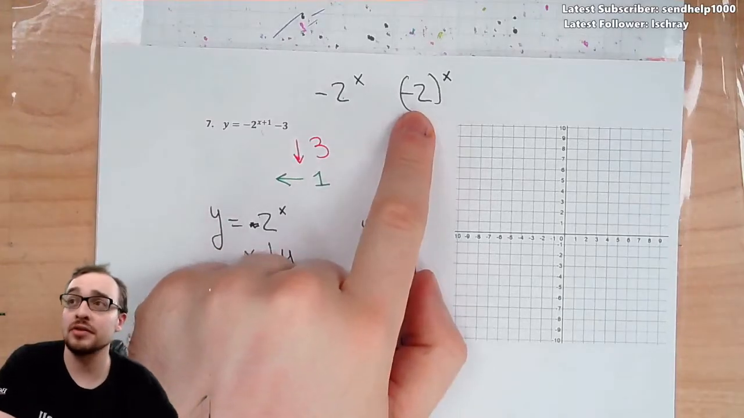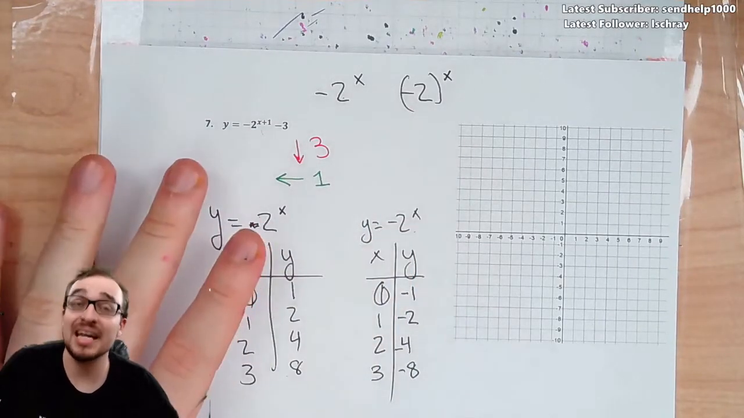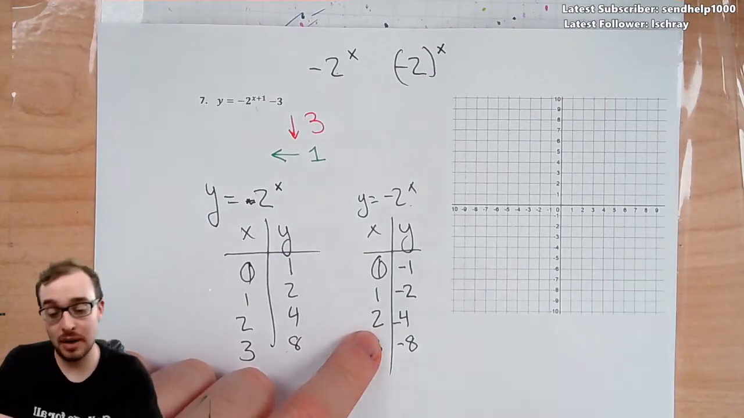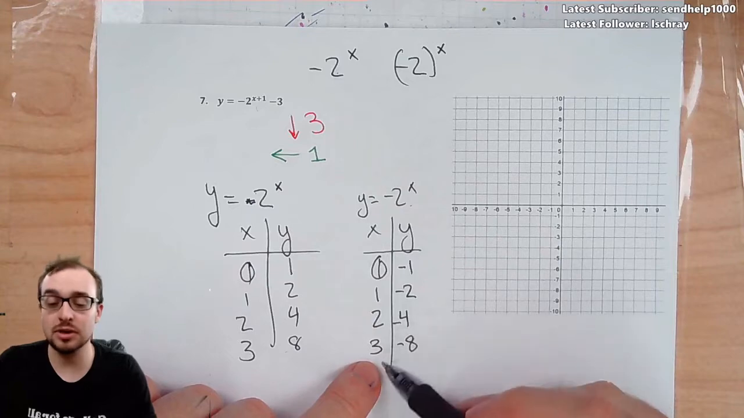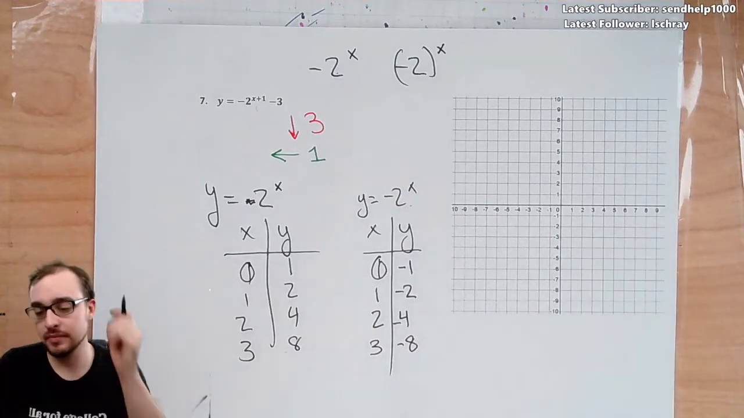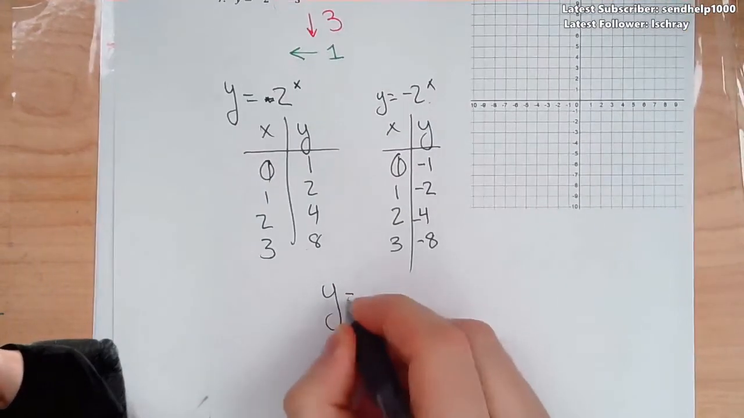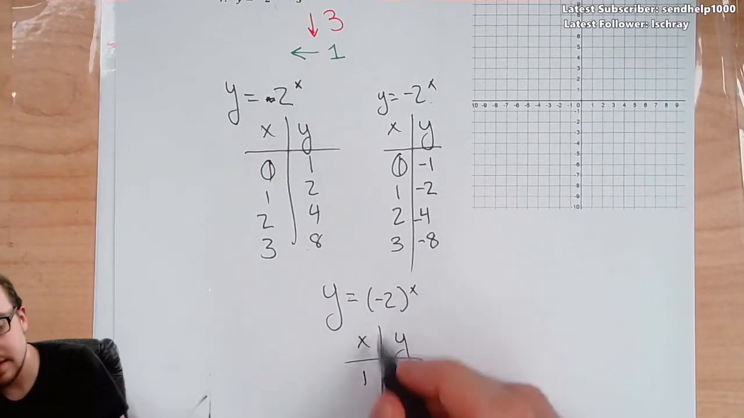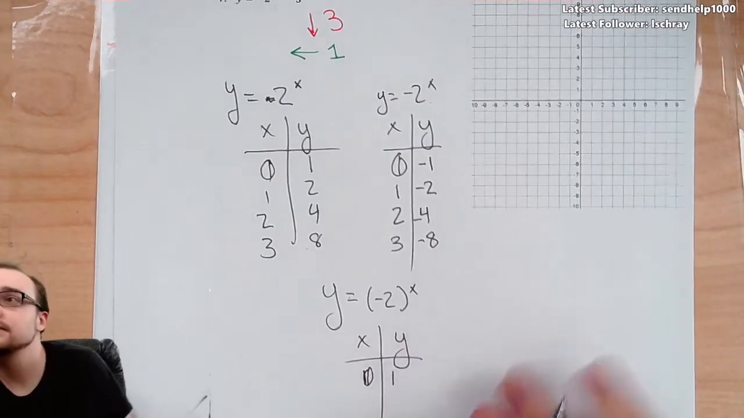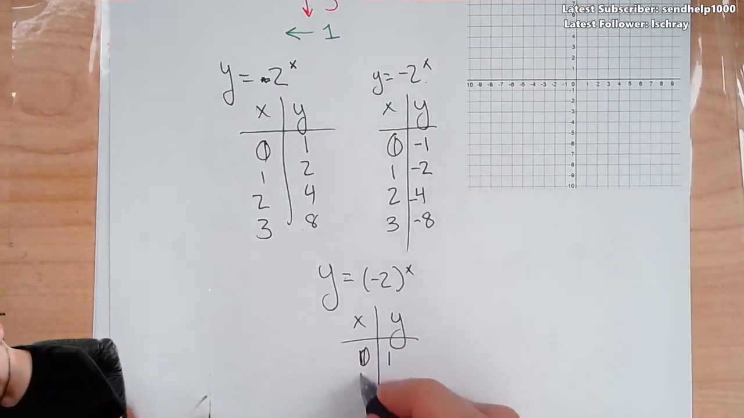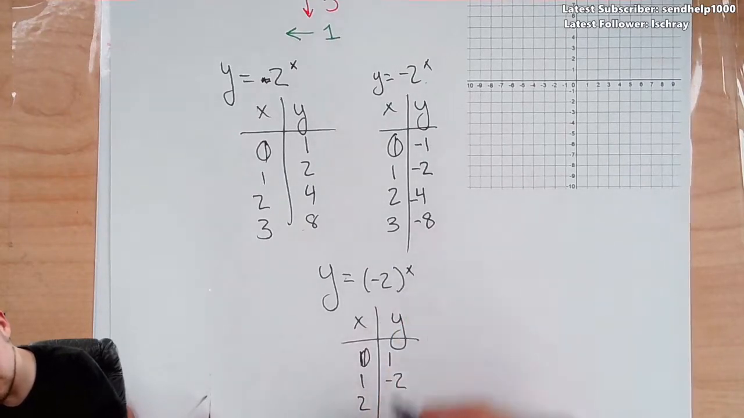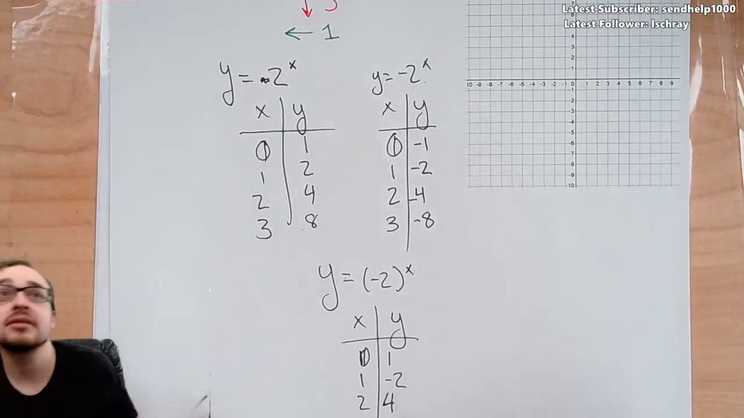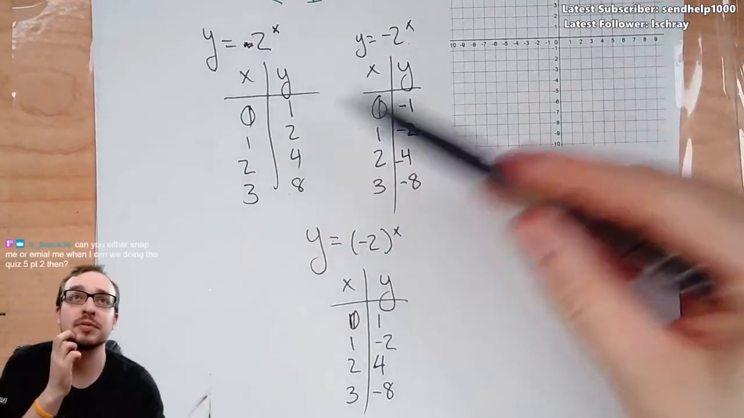If it was wrapped in parentheses, then we would do negative 2 to the first, which is negative 2. We do negative 2 squared, which is positive 4. We do negative 2 cubed, which is negative 8. See how it would cycle back and forth? Let's write that. Negative 2 to the 0th is 1. Negative 2 to the first is negative 2. Negative 2 squared is 4. Negative 2 cubed is negative 8. Do we see the difference between these?